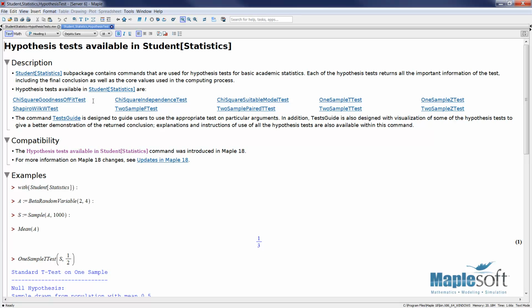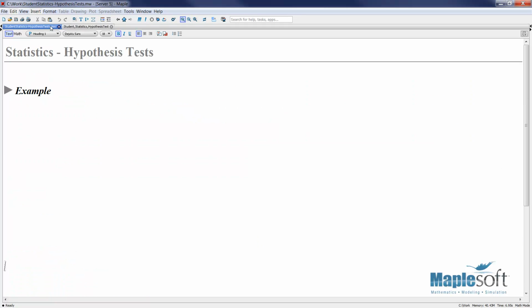Here we can see there are things like the chi-square goodness of fit, independence, and suitable model tests. There are also the one sample and two sample t-test, as well as z-tests. Things like the Shapiro-Wilk w-test, two sample f-test, and the two sample paired t-test. So using the test guide, it basically gives you a little pop-up that'll help you to find the best test for your particular situation. So let's do an example to see exactly how this works.